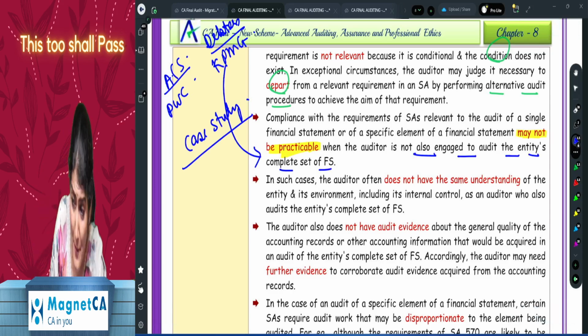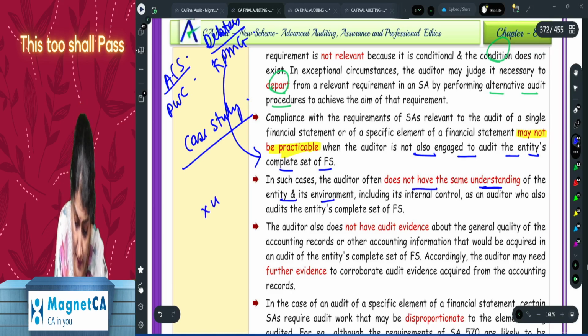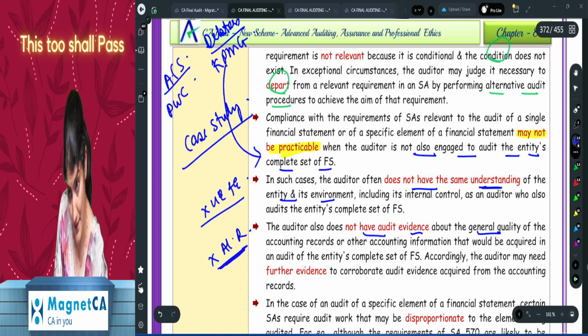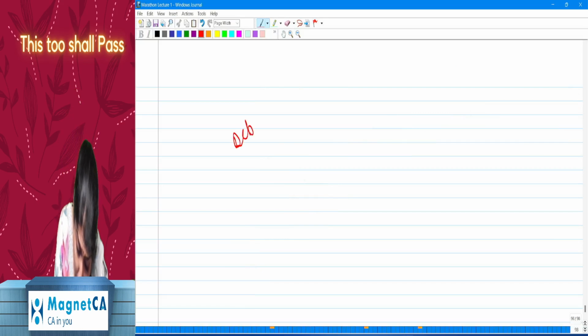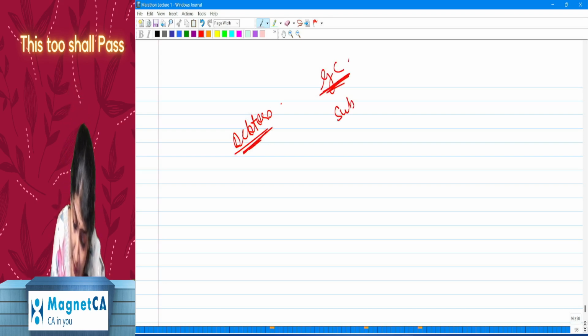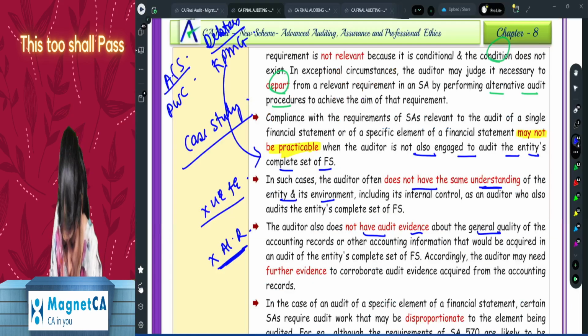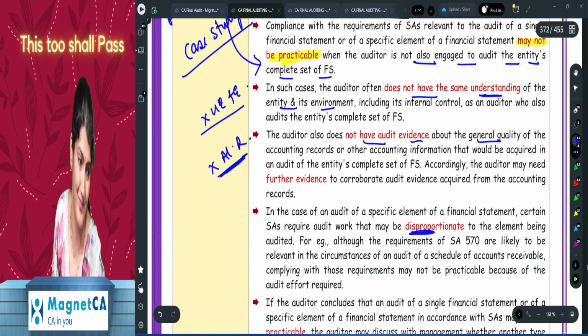Why it may not be practicable? One, because you don't have the same understanding of the entity and its environment. Second, you don't have the evidence about the general quality of the accounting records. And see, if I'm doing audit only of debtors, from the perspective of debtors also, do I need to check going concern? From the perspective of debtors also, do I need to check subsequent events? So just for doing the audit of that one debtors, it says disproportionate work may be required to be done.